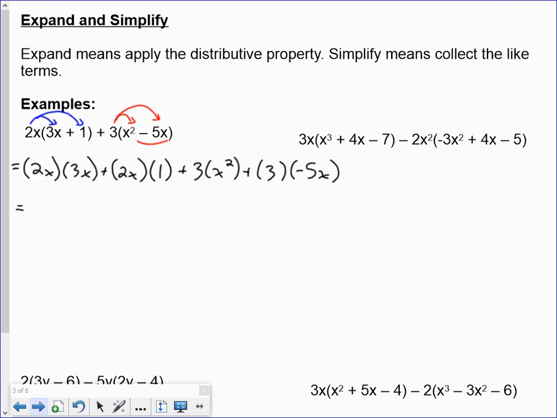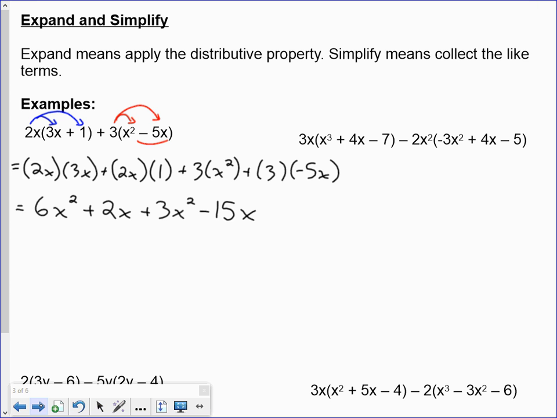Now we can do our multiplications. 2x times 3x: 2 times 3 gives us a 6, x times x gives us x squared. 2x times 1 is just going to be 2x, and it's plus 2x because I have a plus sign on the front there. 3 times x squared is 3x squared. And then 3 times negative 5x is going to give us negative 15x. Okay? Positive times a negative gives us a negative.